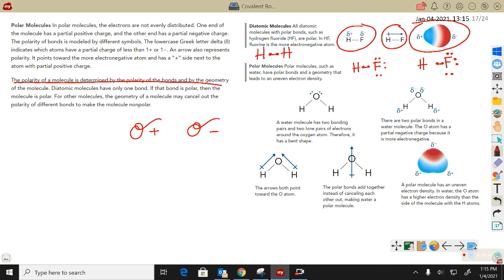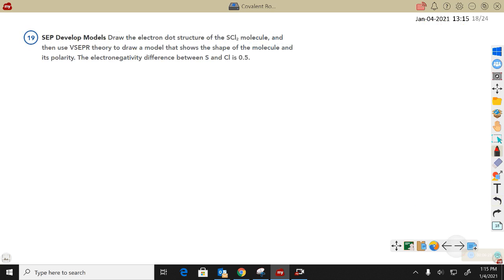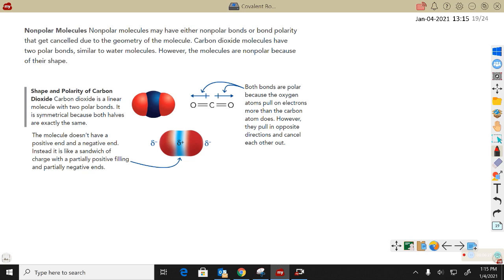The polarity of a molecule is determined by not only the polarity of the bonds, but also by the geometry of the molecule. So we have to take all things into consideration. What kind of bonds do we have, and how are those bonds arranged around the central atom? So I want to jump ahead a little bit and actually look at nonpolar molecules first.